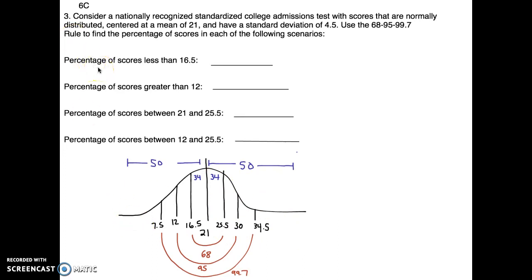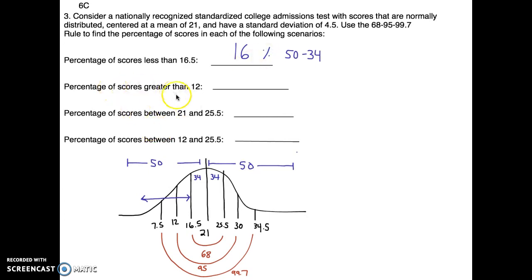So the first one says the percentage of scores less than 16.5. Okay, well, if we know that all of them up to 21 is 50, all we have to do is take 50 and subtract 34, because 34 is between 16.5 and 21. So that 50 minus 34 will give us from there all the way down. So from here to here. So 50 minus 34, which gives us 16%. And I believe it'll probably already have the percent there for you.